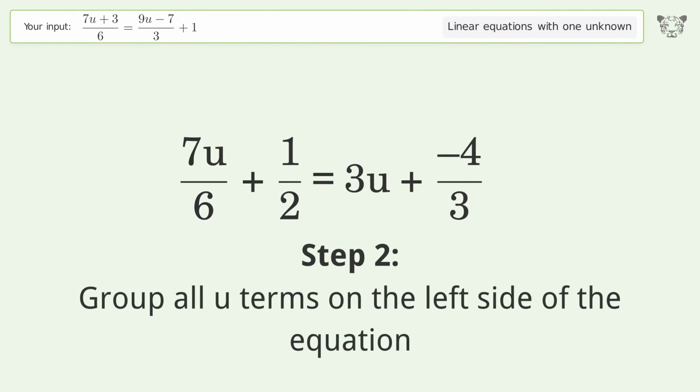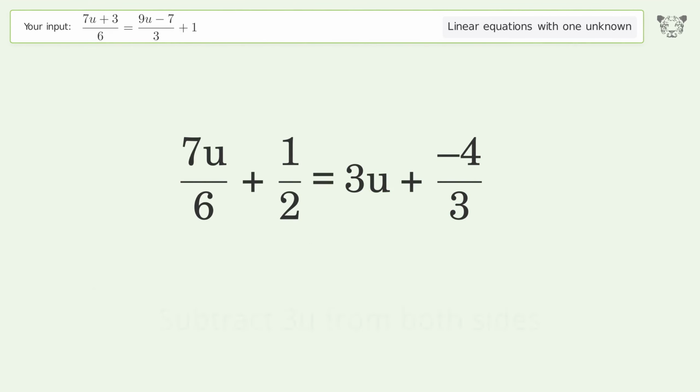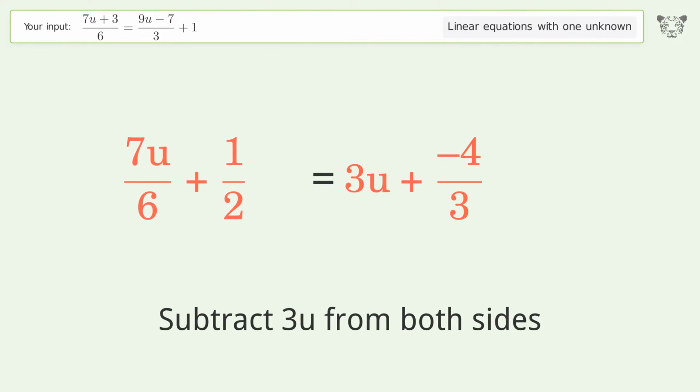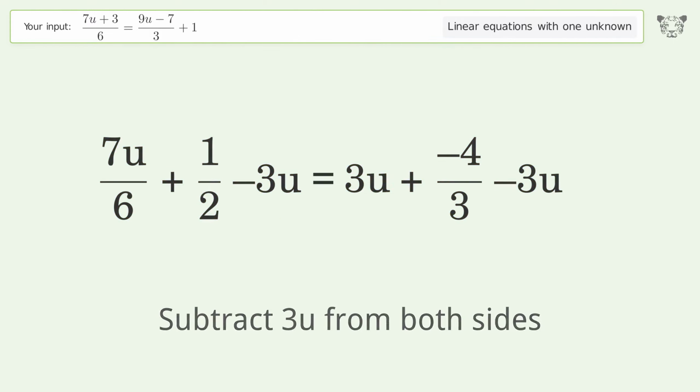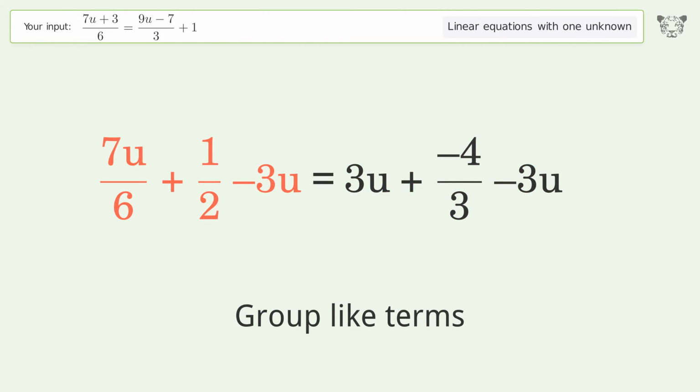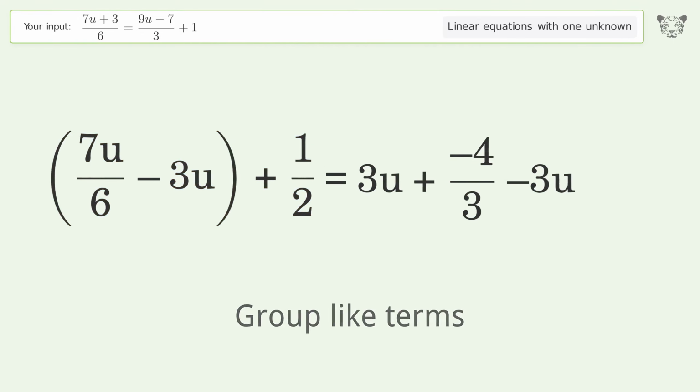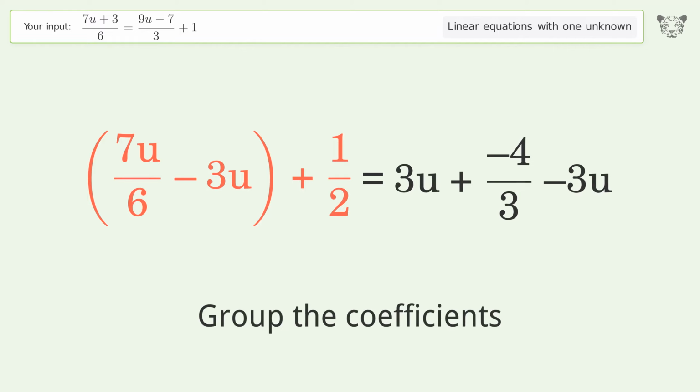Group all u terms on the left side of the equation. Subtract 3u from both sides. Group like terms. Group the coefficients.